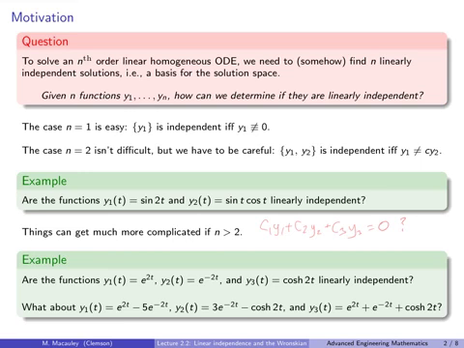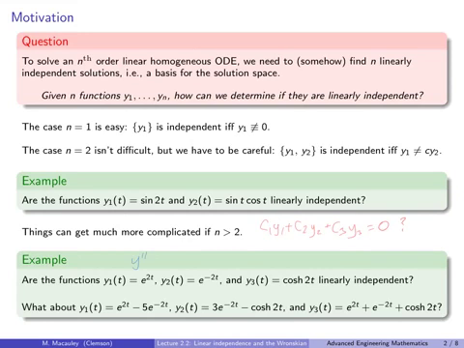So the answer, I claim, is no. These things are not linearly independent. And why is that? Well, all three of the original functions, e to the 2t, e to the minus 2t, and cosh of 2t, are solutions to the following differential equation.